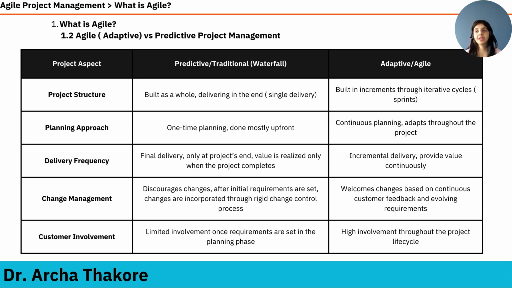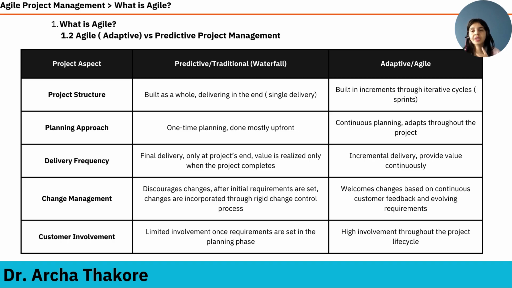Now, let's break down the key differences between these two approaches, which are predictive and adaptive. Let's first understand the names. Predictive, as the name suggests, is something which can be predicted well in advance. So there's a lot of planning upfront. Adaptive is something that is open to changes, which accommodates changes. Predictive is also known as traditional or waterfall style project management, and the adaptive approach is Agile.